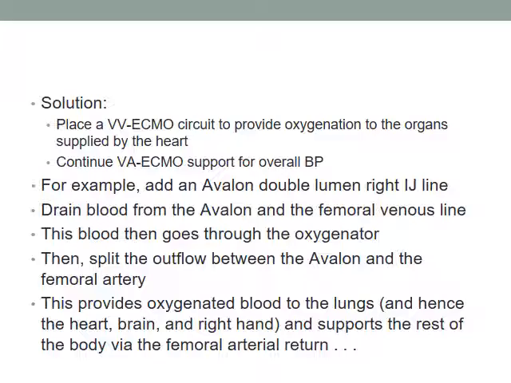We've done this a variety of ways. We can add an Avalon double lumen, right IJ. You can add another femoral line. There's all sorts of ways to do it, but when you're done, you've got a VV circuit distinct from the VA. And then you split the flow, and some of it goes back to the vein, some of it goes back to the artery. Okay, advanced question. You have blood coming out of the circuit, and then some of it's routed to the right atrium, and some of it is routed to the aorta. Where is the blood going to go? Where will most of the blood go?